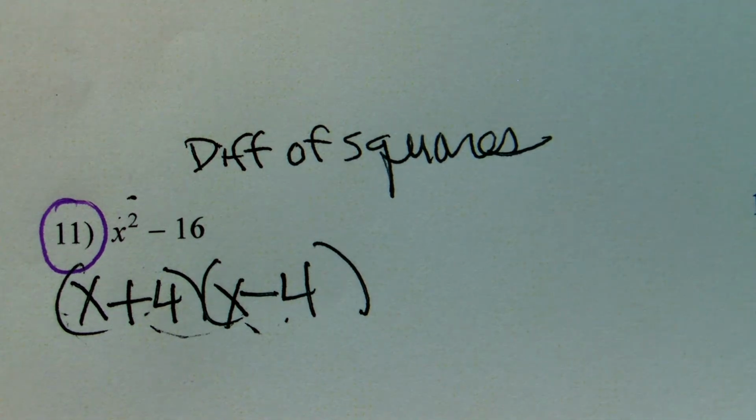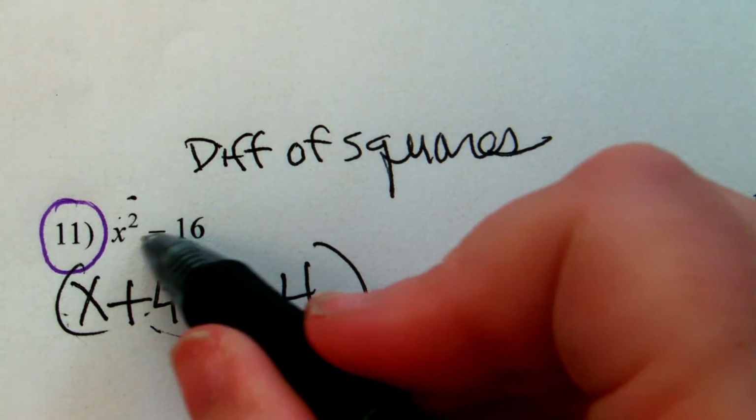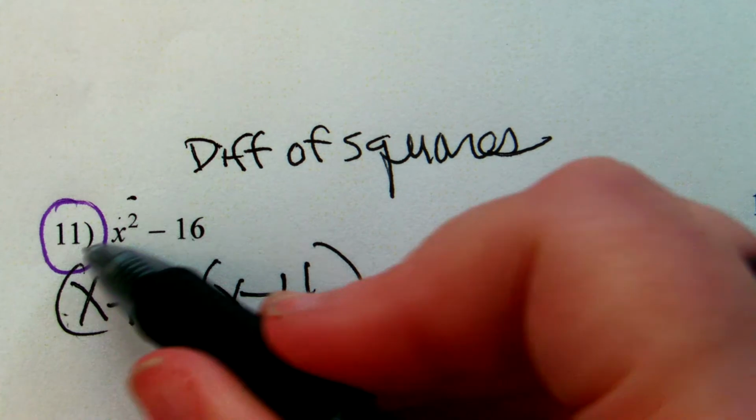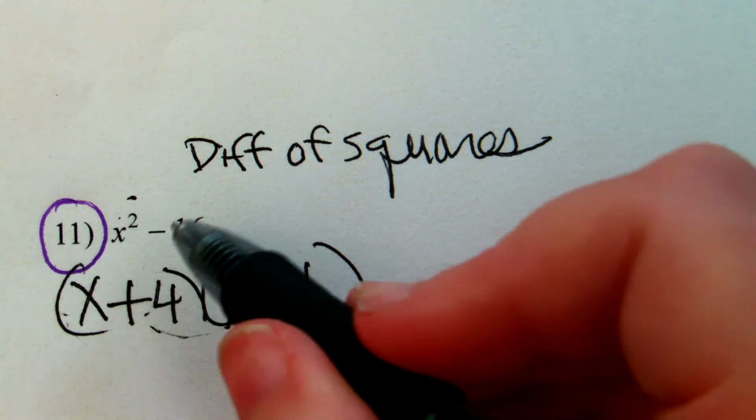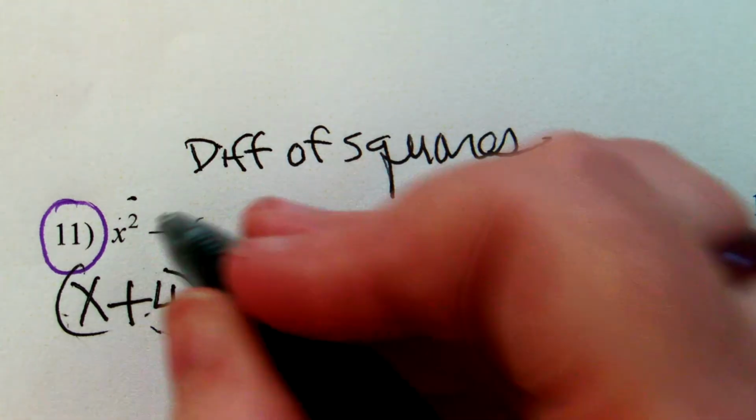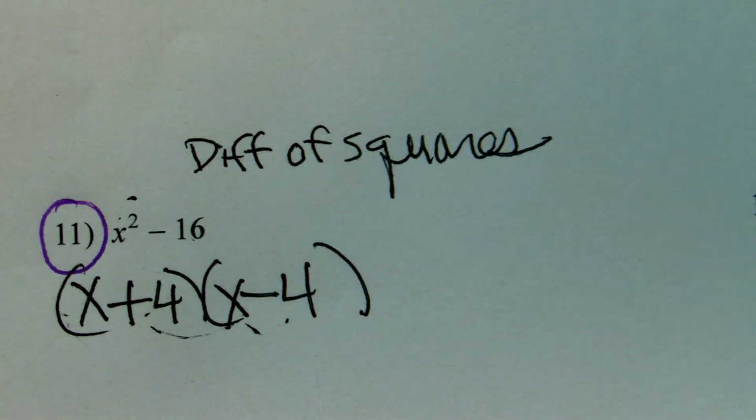Difference of squares. So it's always a binomial. It's a minus, and these have to be perfect squares. Otherwise, you can't factor it. If it was a plus, sum of squares can't be factored.